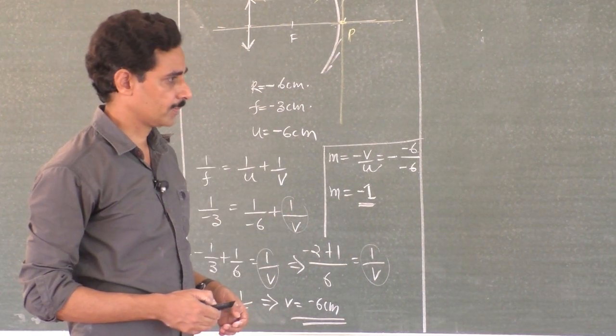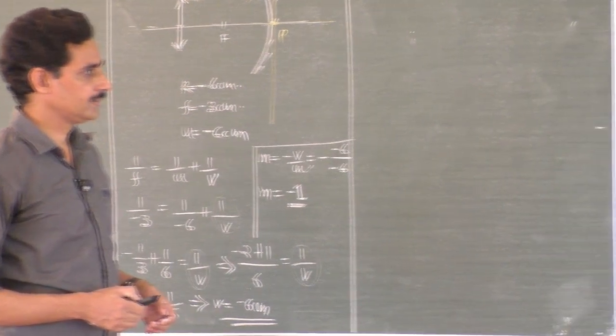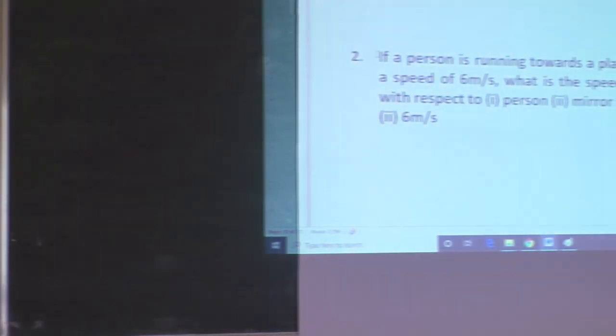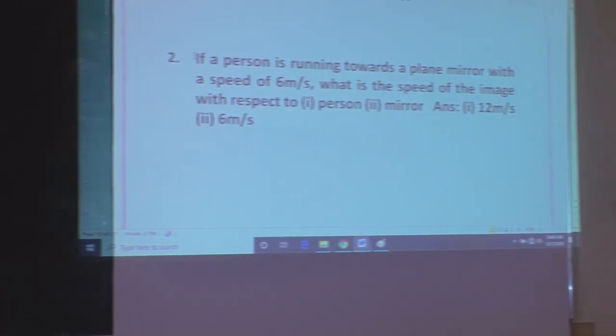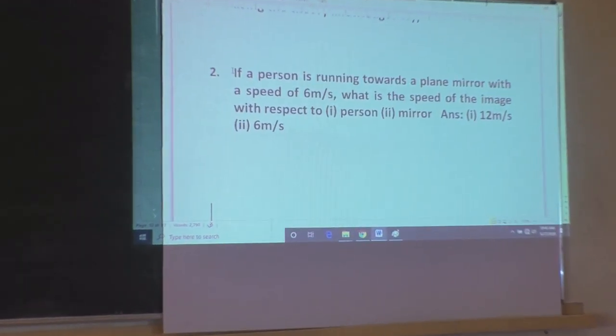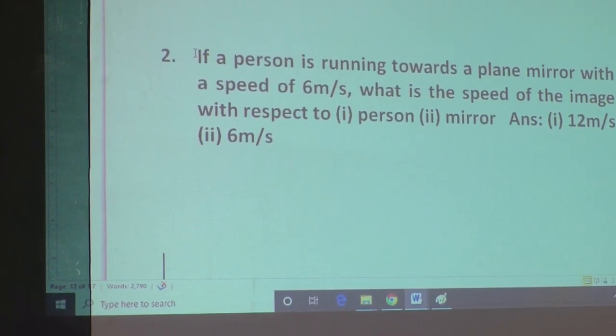Right, next problem. A person is running towards a plane mirror with a speed of 6 meters per second. What is the speed of the image with respect to the person and with respect to the mirror? Okay. They have asked speed. Of course, you can answer velocity also.